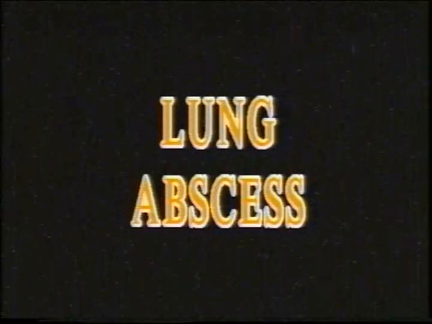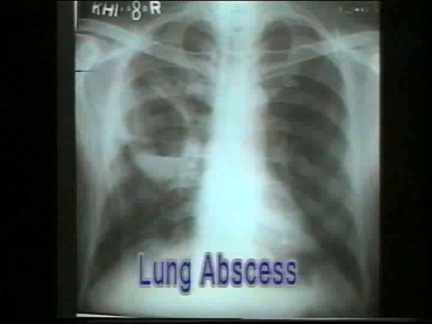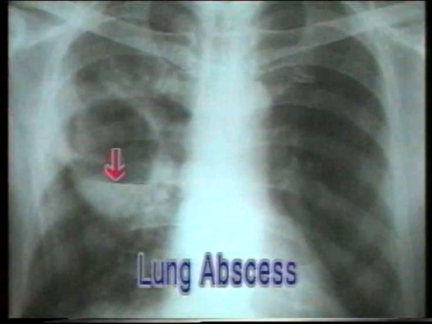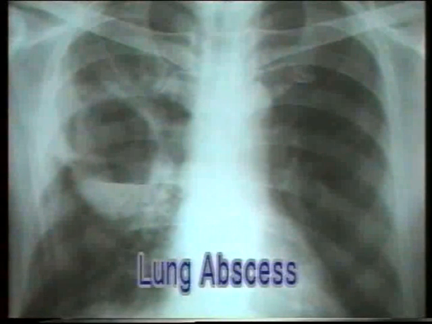Lung abscess. The typical appearance of a lung abscess on X-ray is a circular opacity with an air fluid level in it and surrounded by diffuse hazy consolidation. Note the lung abscess in the right mid-zone with a fluid level shown by the red arrow. Only rarely is the abscess draining freely into a bronchus and has no fluid level. In fact, the presence of fluid level is the differentiating feature from a tuberculous cavity, which is almost always empty.